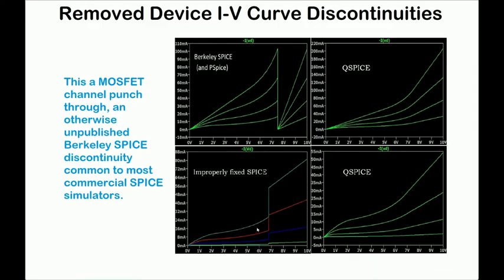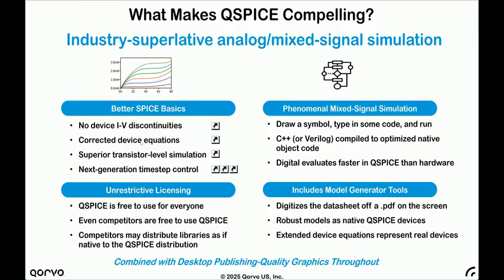Some other SPICEs work like this for the same MOSFET device equations. QSPICE has all of that stuff fixed. All right, corrected device equations. This is what I mean.